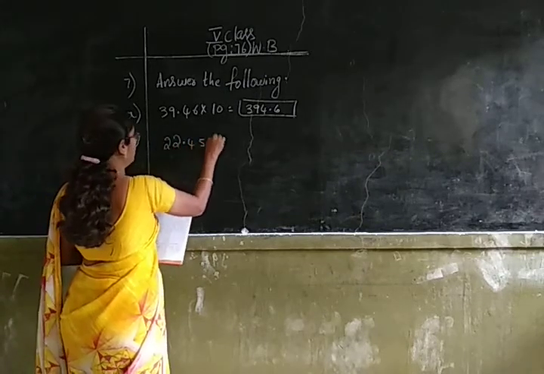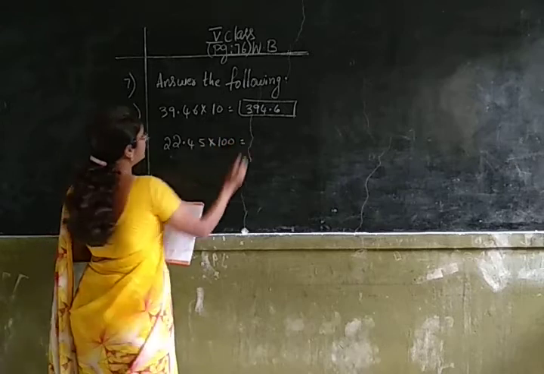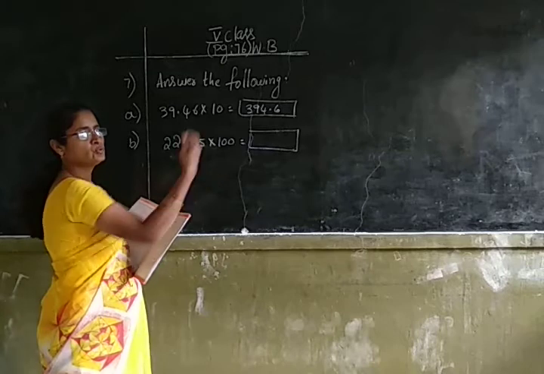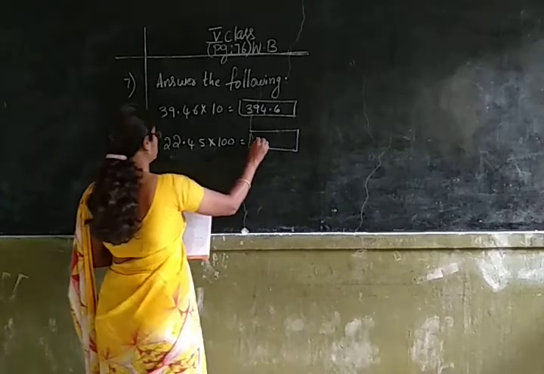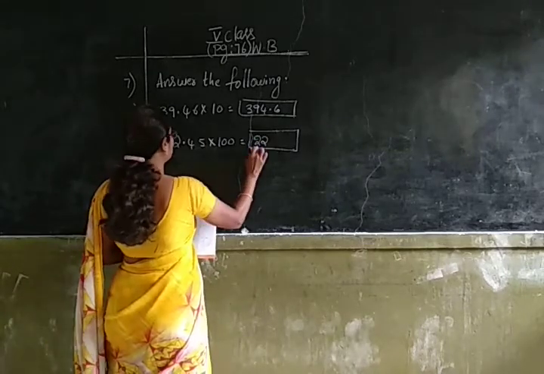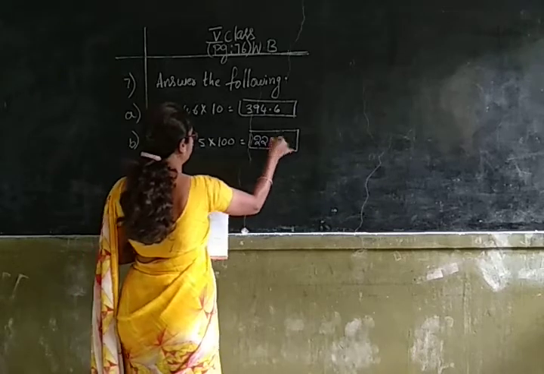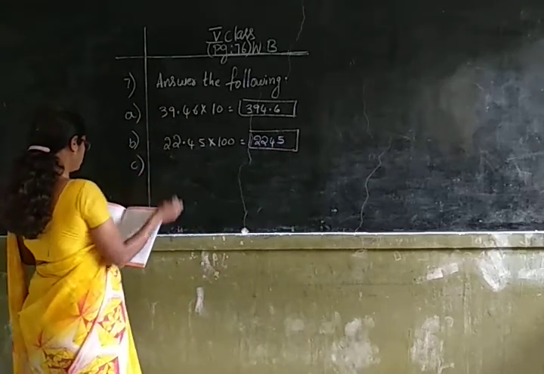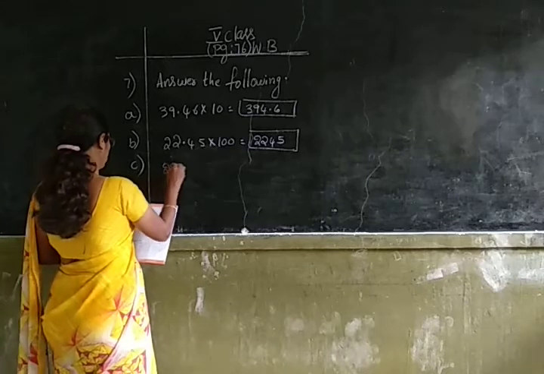22.45 into 100. When we multiply a decimal number with 100, the decimal point moves 2 steps towards right. So the answer is 2245. Now let us do the C sum.